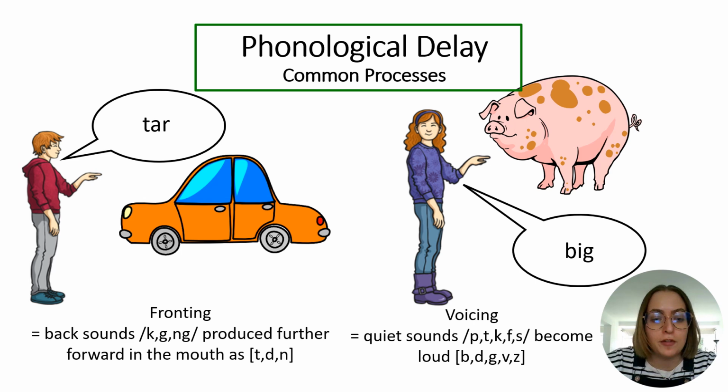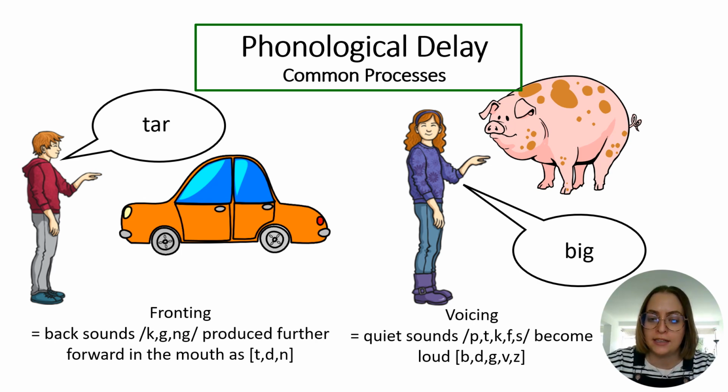Next we have fronting. So this is when a back sound like a k or a g is produced further forward in the mouth towards the front, like t or d. So for example, car becomes tar.